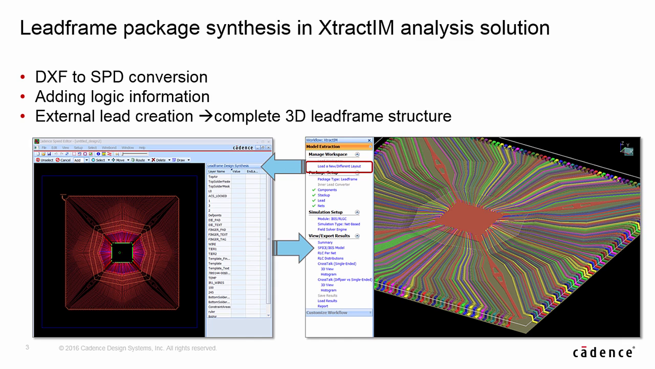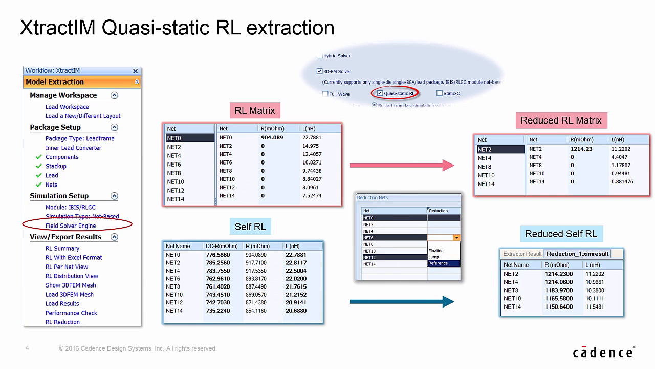In Xtract M, there is a specific workflow for leadframe package modeling. It supports the DXF to SPD file synthesis. The components and the netlist information can be automatically created for the leadframe package. It also supports out-lead profile setting to build up a complete 3D leadframe structure. Once the leadframe structure is built, the extraction step is the same as the other package types.